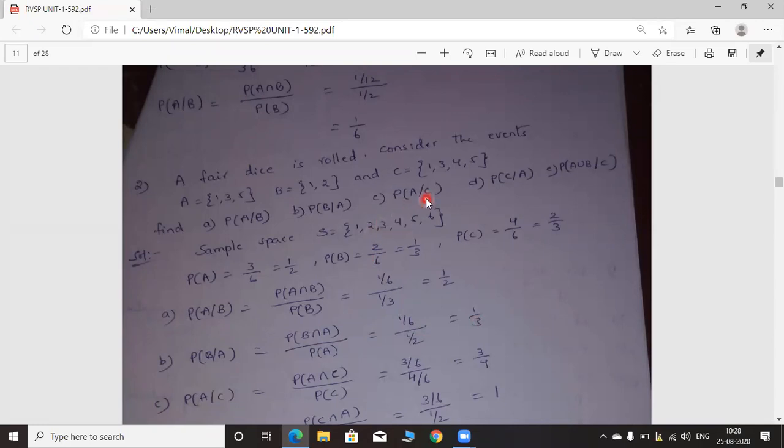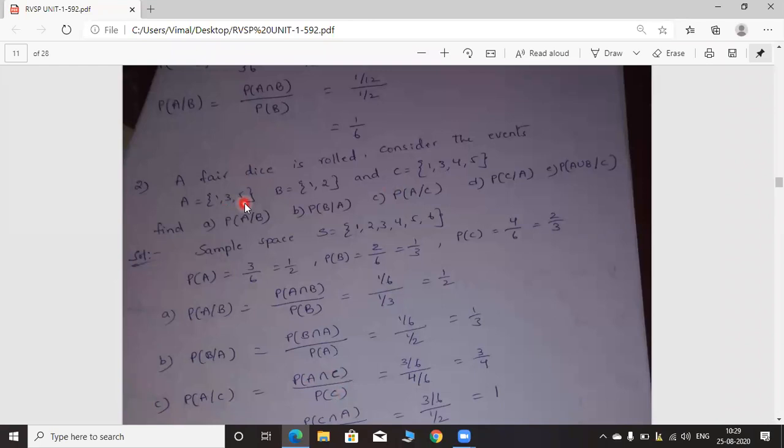Next, let us solve C bit. What is C bit? Probability of A given C. This can be written as probability of A intersection C divided by probability of C. So how can we calculate probability of A intersection C? For both events A and C, we have to observe the common elements first of all, then we can write. If you see event A and event C, how many common elements do we have?